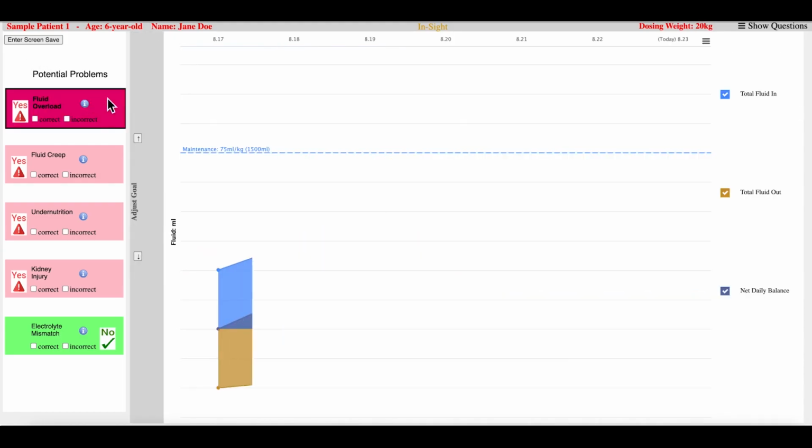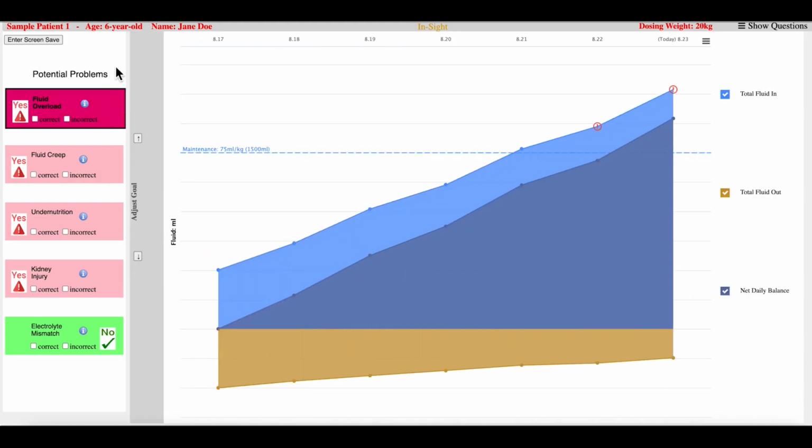The rounds facilitator clicks on this problem, which brings up the problem-focused view. What happened here is that only the charts from the dashboard that are relevant to this problem are preserved and expanded. The warning indicators here mean that the system has detected that fluids here are exceeding the maintenance value. The clinical team acknowledges these abnormal values and agrees that there is indeed a problem of fluid overload. They indicate their assessment by confirming the presence of the problem in the checklist.